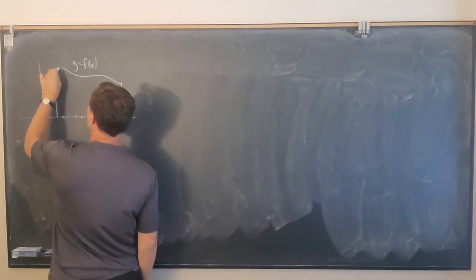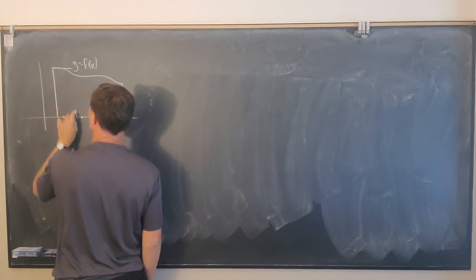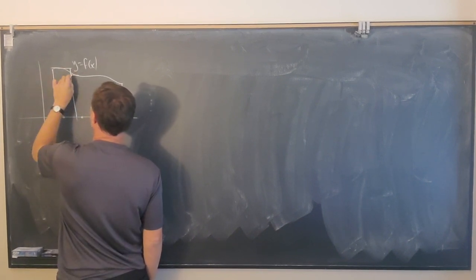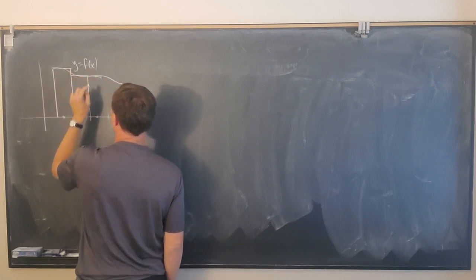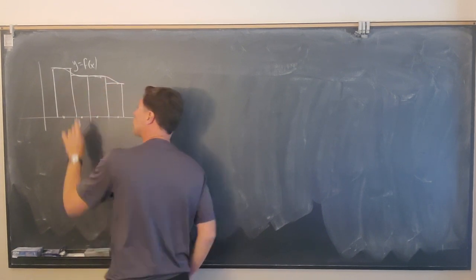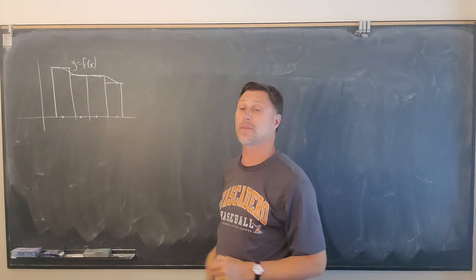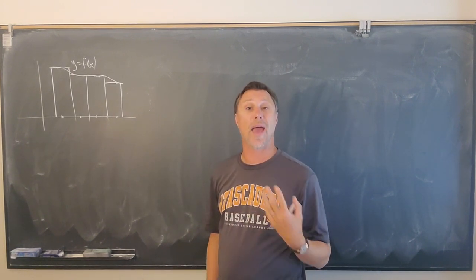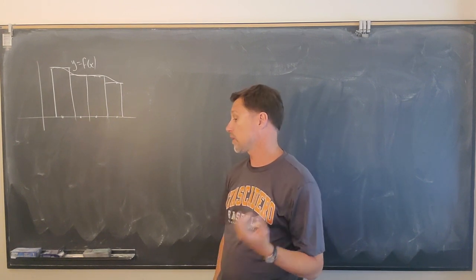You go up, you hit the graph. Go up, hit the graph. Up, hit the graph. Each of those points that you chose determines a height of a rectangle, and then if you want an approximation of the region that we're interested in, you add up the areas of those rectangles. That approximates the area of the region.